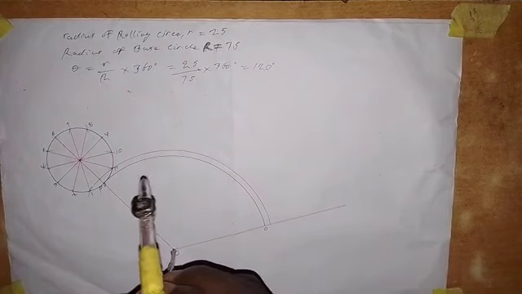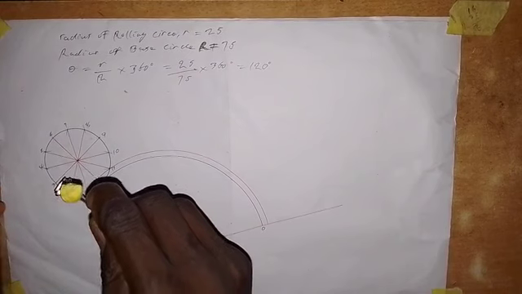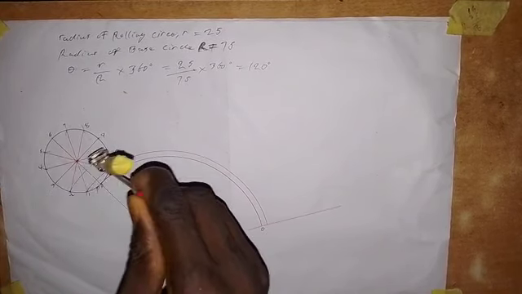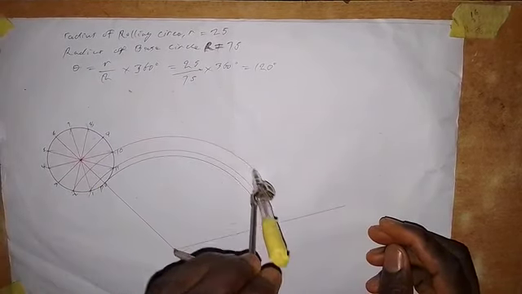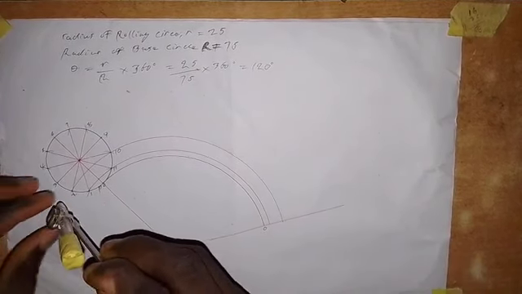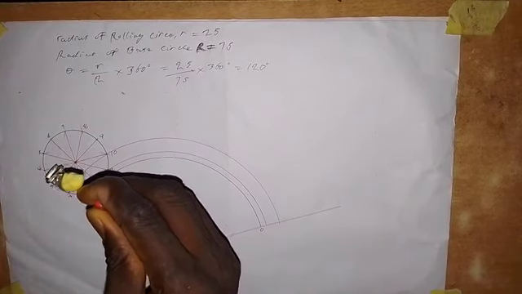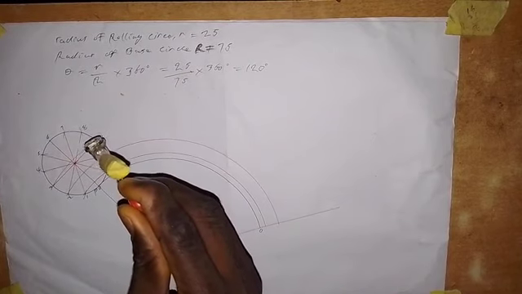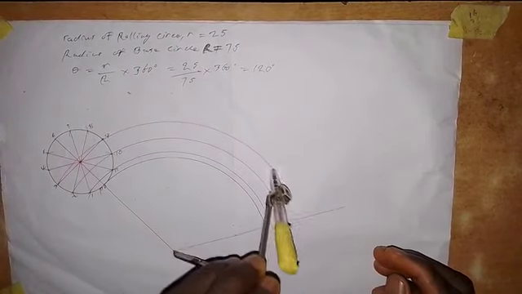Alright, then from O again to point 2. So 2 and 10 are the same point on the circumference of the circle. So we draw an arc from here. It passes through 10 and it goes to this end here. Then we extend it to point 3. So 3 and 9 are together on the circumference of the circle. So we draw an arc like this. It passes through point 9 and it goes to the end here.